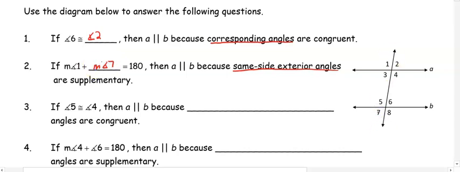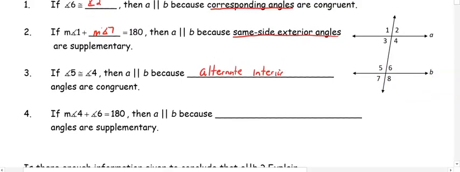In number 3, the measure of angle 5 is congruent to the measure of angle 4, then A is parallel to B because alternate interior angles are congruent. In number 4, if the measure of angle 4 plus the measure of angle 6 equals 180, then A is parallel to B because these are going to be interior, so because same side interior angles are supplementary.